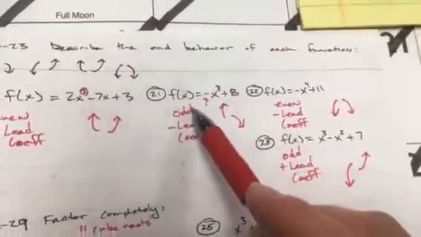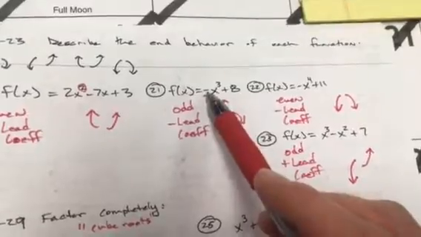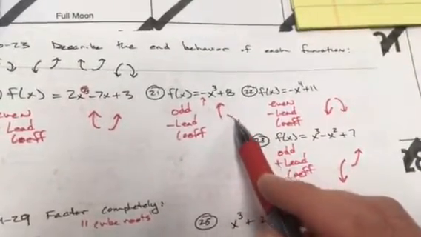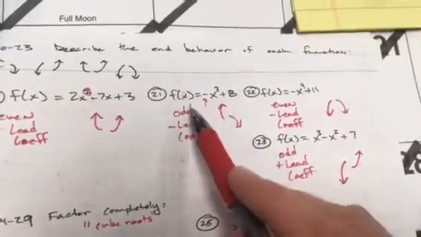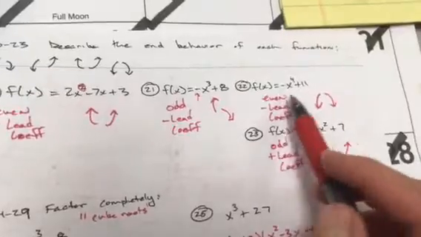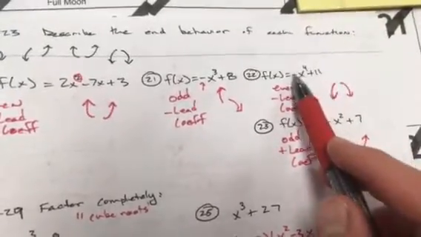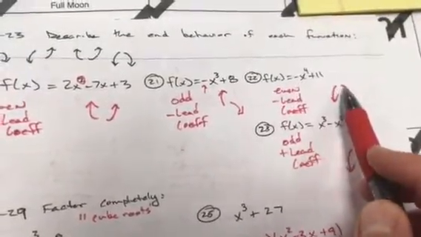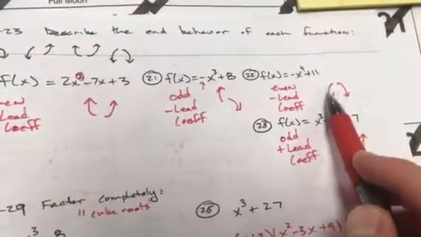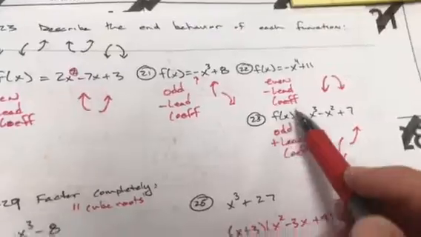To the third, that's an odd degree. The leading coefficient is negative. Because it has a negative leading coefficient, it ends by going south. Because it's odd degree, it has opposite in behavior. This one, even degree function, negative leading coefficient. Because it's a negative leading coefficient, it ends by going south. Because it's even, it has the same ending behavior.